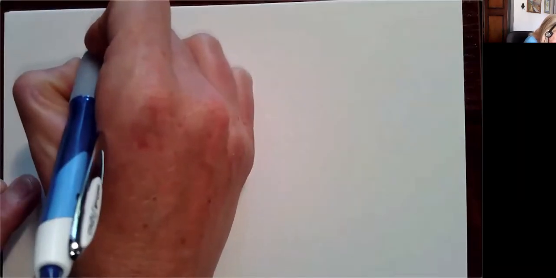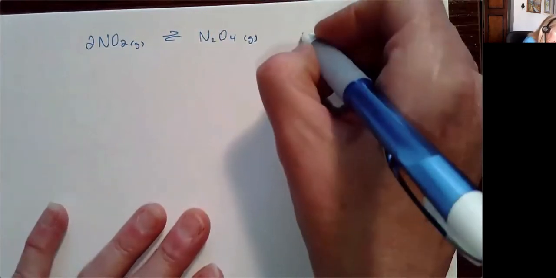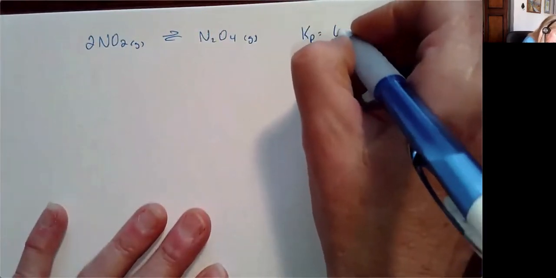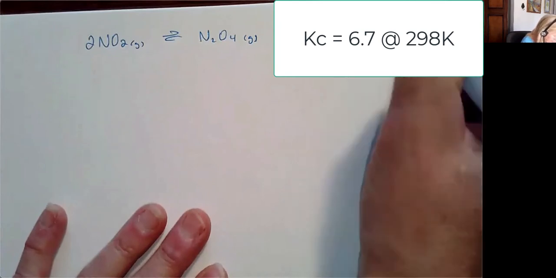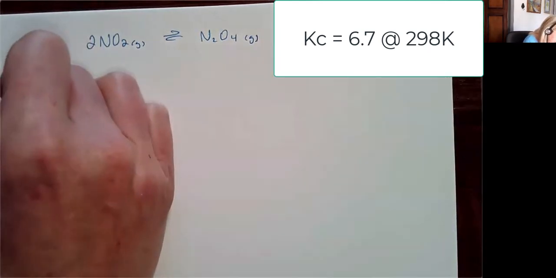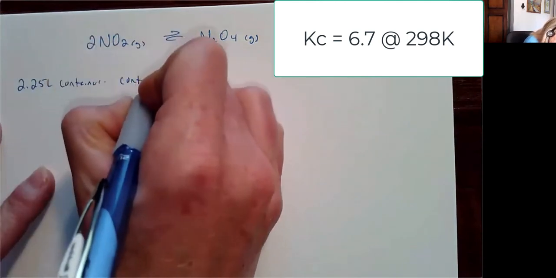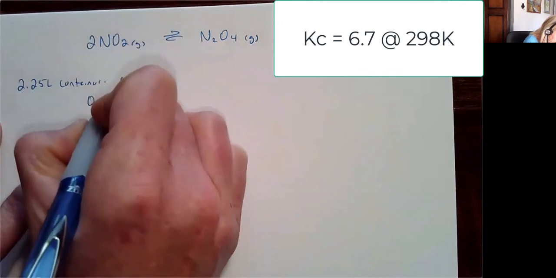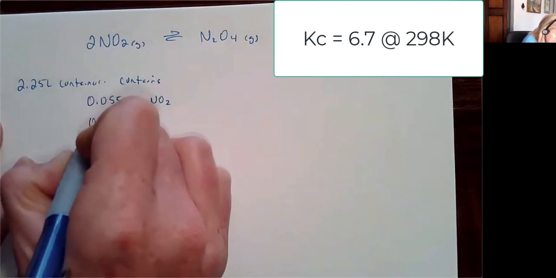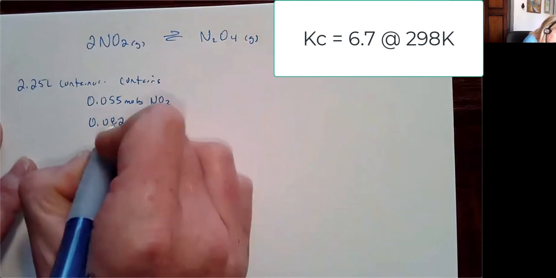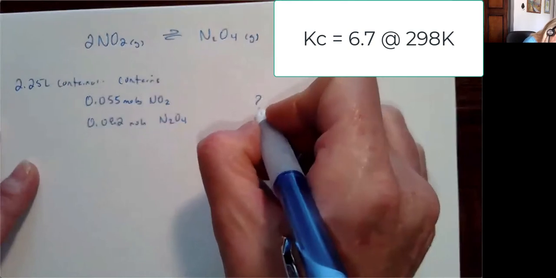So let's say I have this reaction going to N2O4, and I give you a K of 6.7 at 298 Kelvin. And I have a 2.25 liter container that contains the following: 0.055 moles of NO2, 0.082 moles of N2O4. And I want to know, is this at equilibrium?